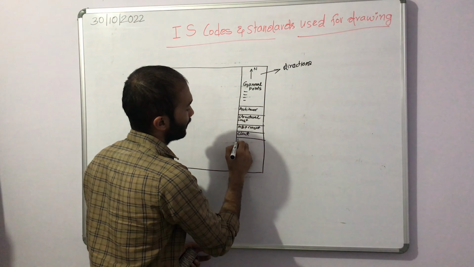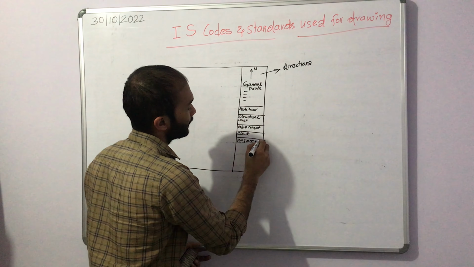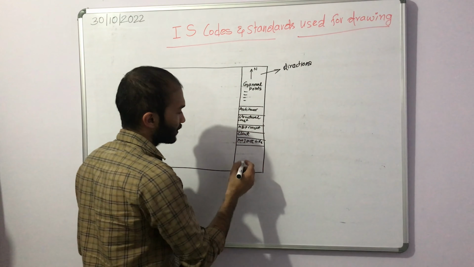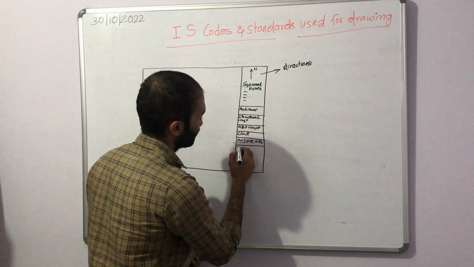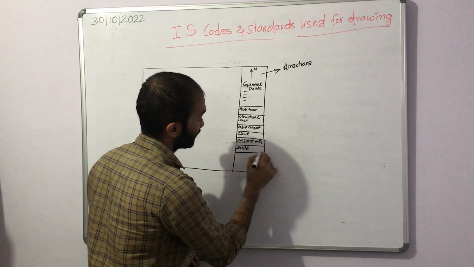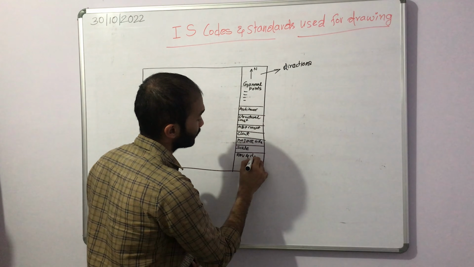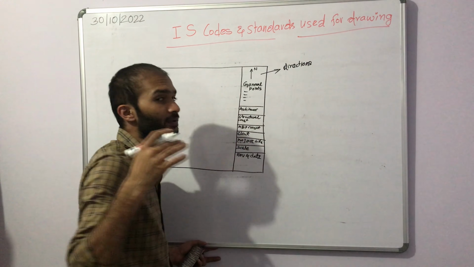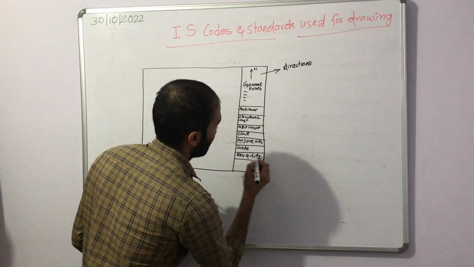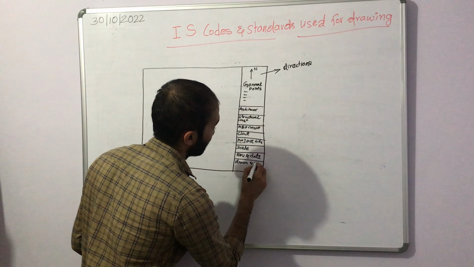Next is the project title. After that, most importantly, the scale, what scale we are using. The next is the revision and date, what revisions and date we are currently using. After that, who drew it and who checked it.